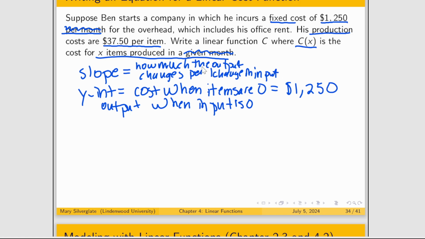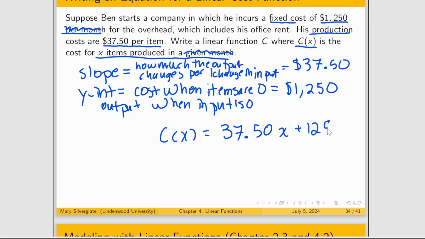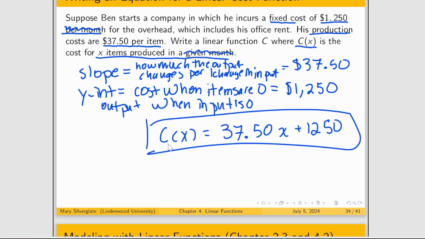Since slope is change in output divided by change in input. And did they give that to us? They did. Your costs change by $37.50 each time you produce more items. So our total cost is equal to $37.50 times x plus $1,250. And that's exactly how I would think through these problems.